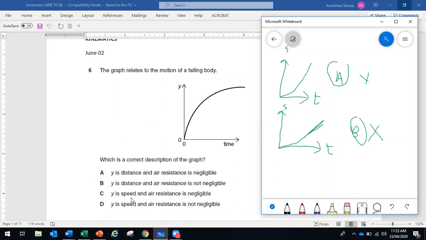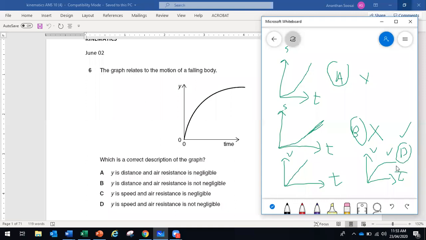How does the C graph look like? Speed with air resistance negligible. Anyone? How does the graph look like? Going to be a straight line. Yes, a straight line. D is a terminal velocity, so it's going to be D. So the answer is D.